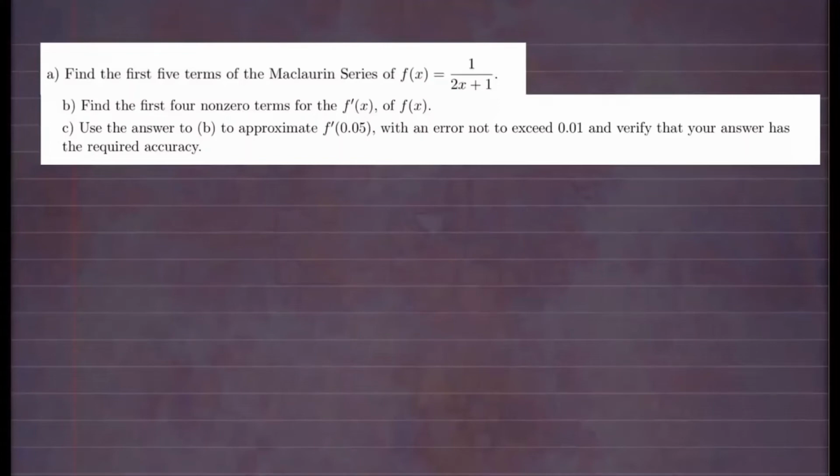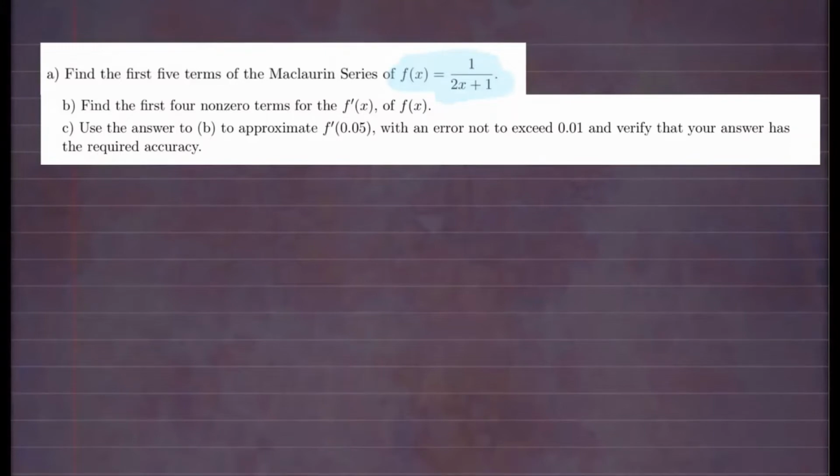Hello, everyone. We're going to be working out this problem in this video, so let's check this out. For the first part, we're going to find the Maclaurin series of this function f of x. Here's our f of x. And then we'll do parts B and C related to A.